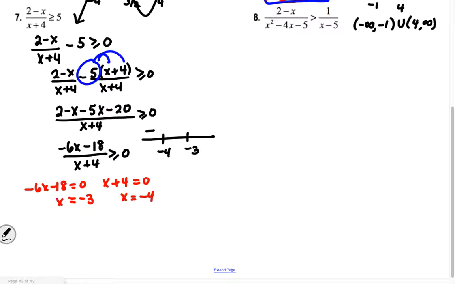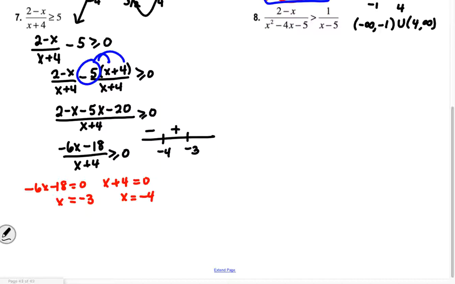If I tried -3.5, I get something a little bit bigger than 18 minus 18. So it's positive over -3.5. A -3.5 plus 4 is going to be positive. So I get a positive over a positive, which is positive.